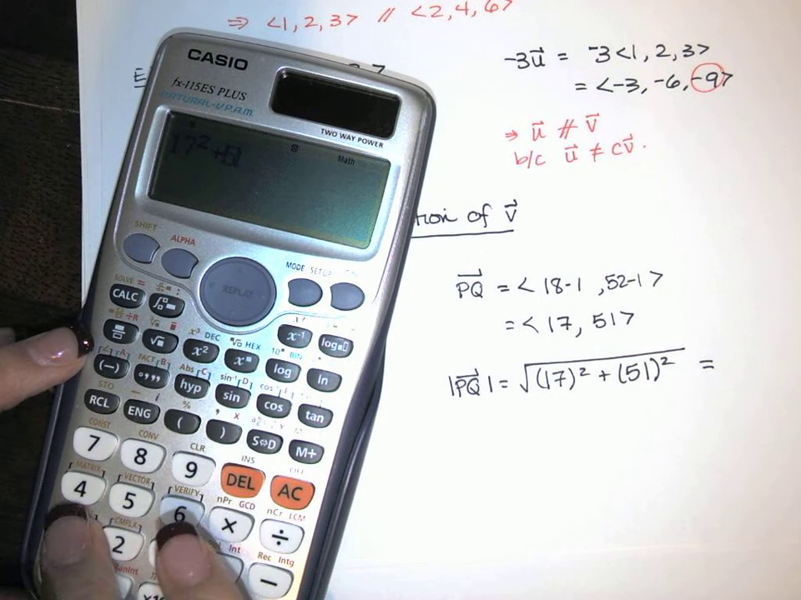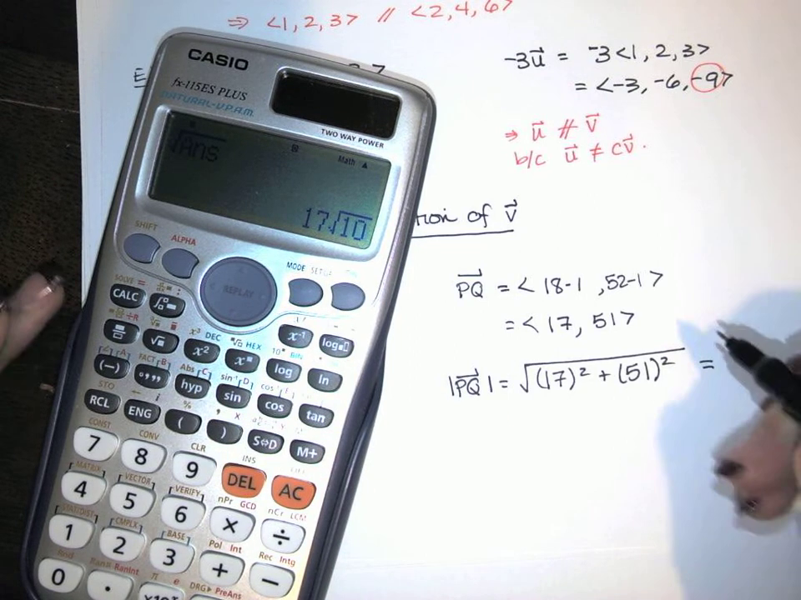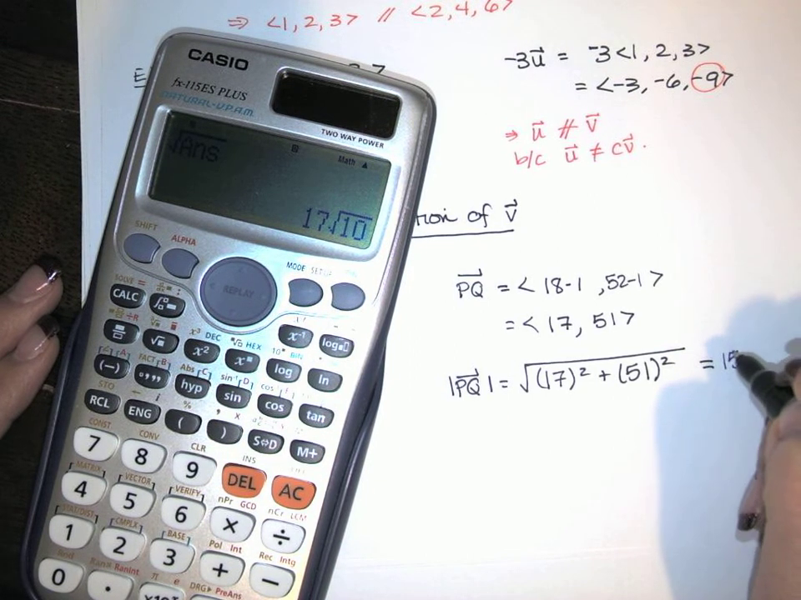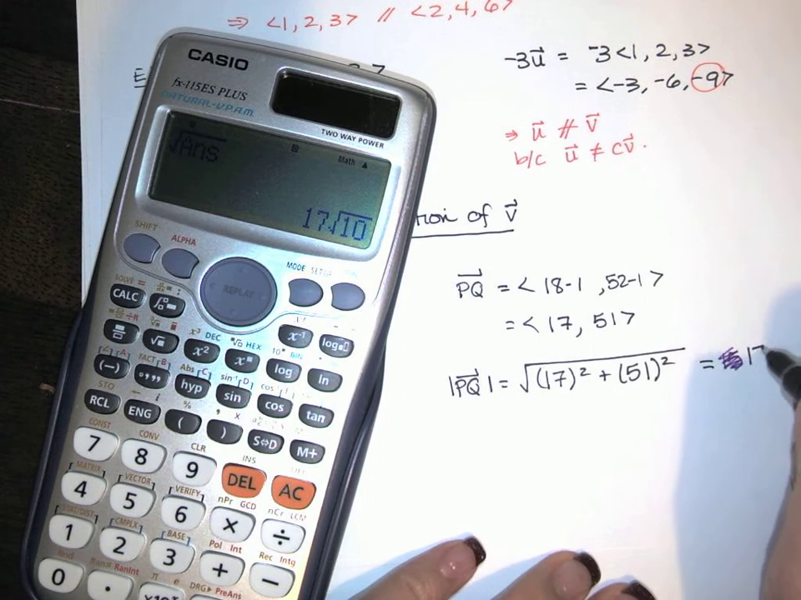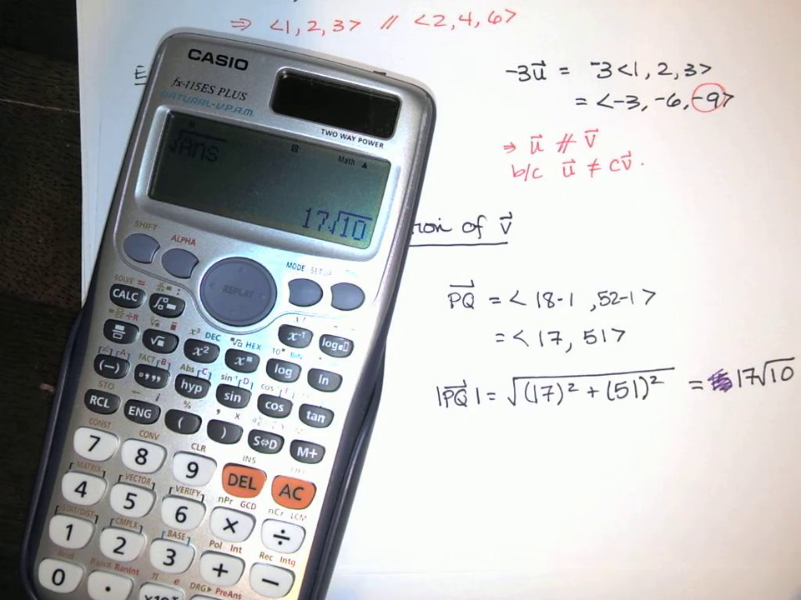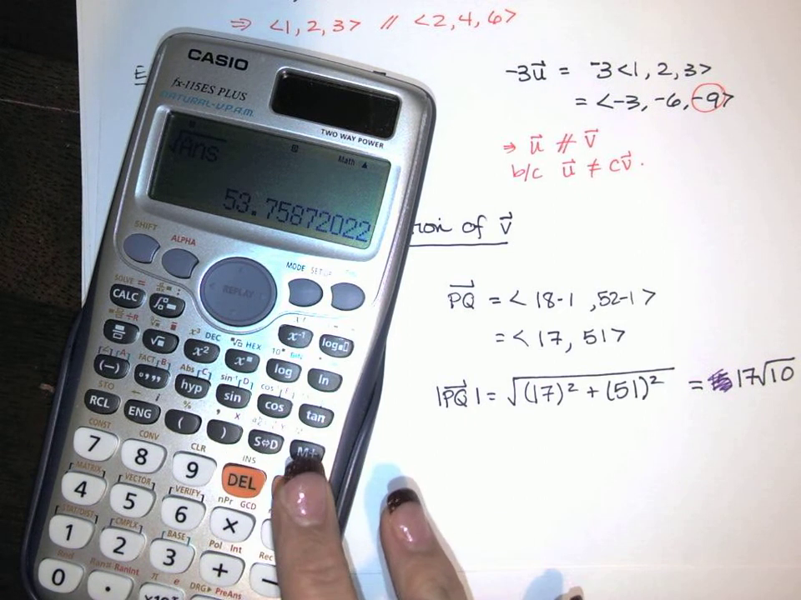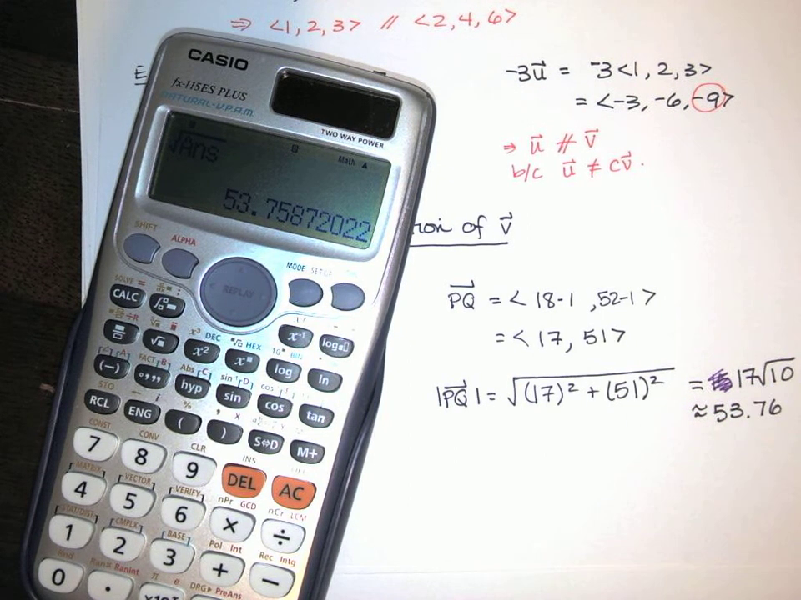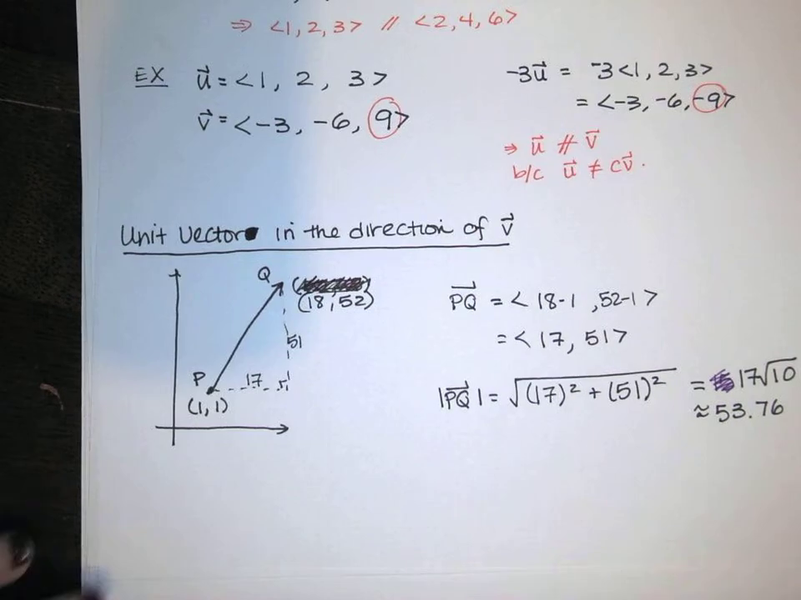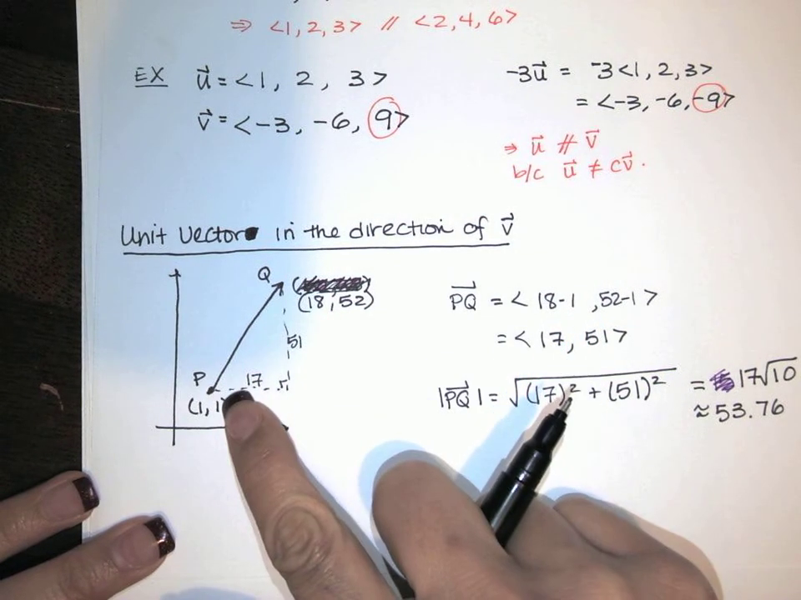17 squared plus 51 squared. Take the square root of that. I love this Casio calculator. It's beautiful. Oops, I just wrote 15, but I meant 17. I was using the wrong color. So I've got 17 times the square root of 10. That's the length of P to Q. If I want a decimal approximation, just because I'm looking at a physical application, it's about 53.76 units. Maybe it's feet, maybe it's meters, I don't know. But that's how long this is. This is about 54 units long.